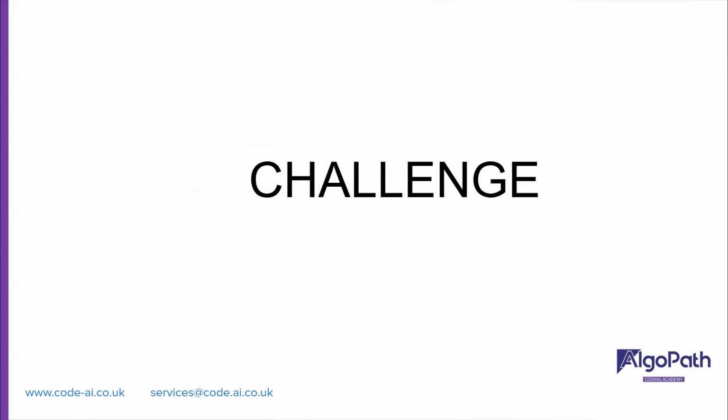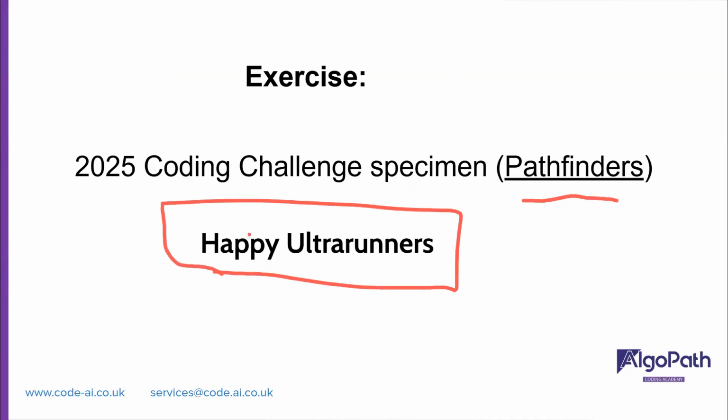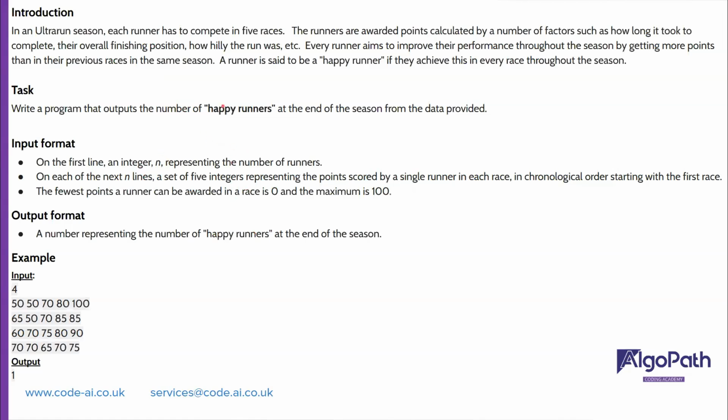And this is going to require a number of things, such as a function. We're going to need the for loops with a range. And we're going to need a number of if statements to check specific values. So let me introduce you to this challenge. This is from Pathfinders, and it's called Happy Ultra Runners. Now, it's quite complicated, this, but I'm going to simplify it as always at the end. So let's just have a look at what it says first of all.